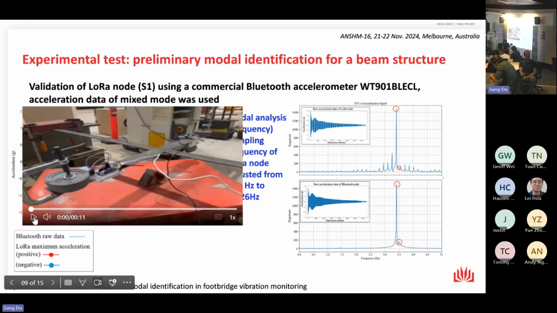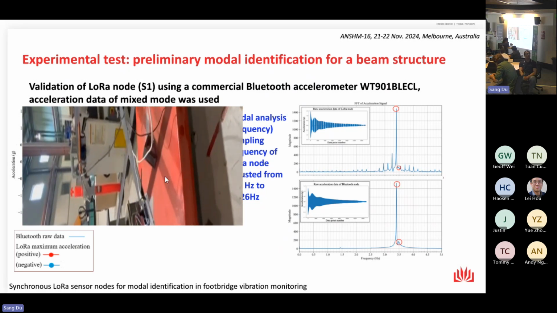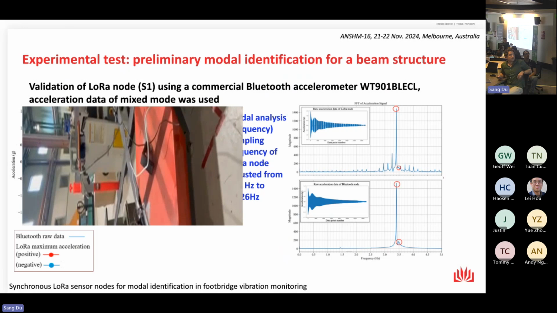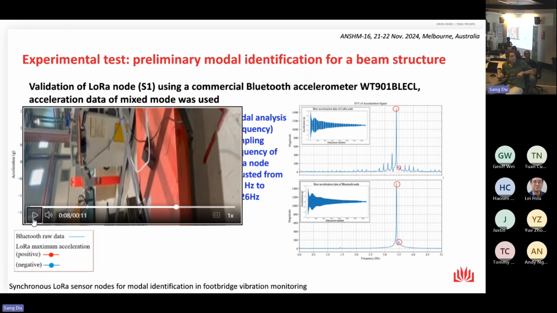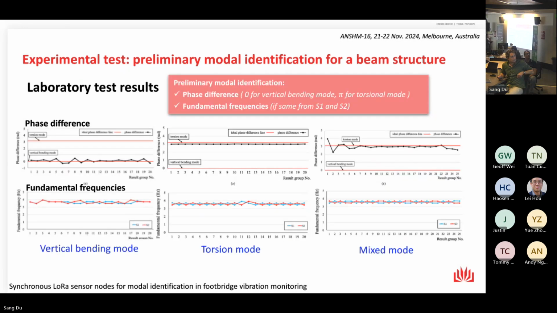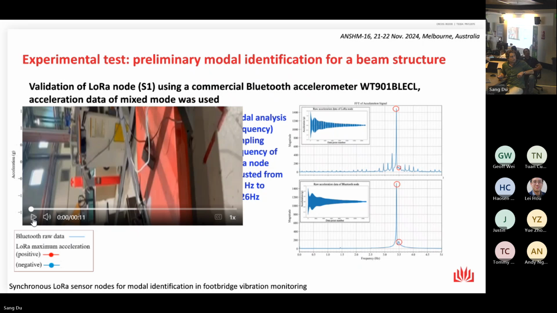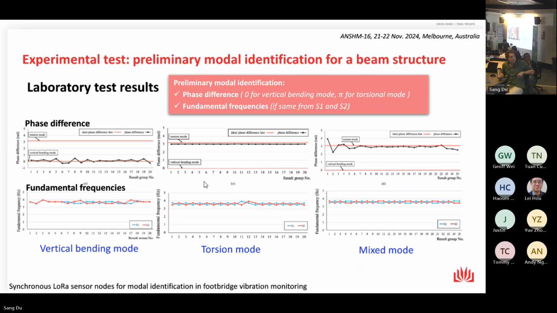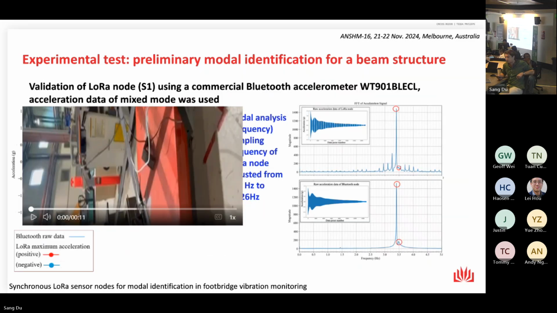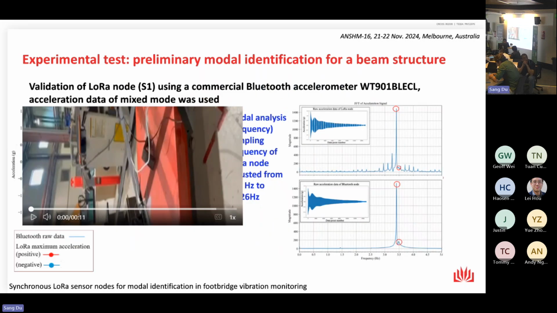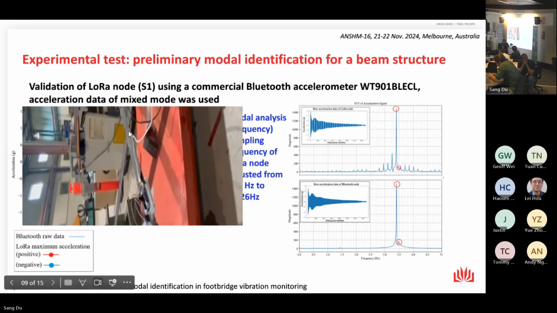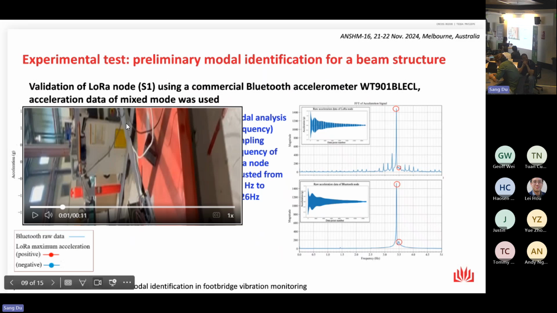So this is how the mixed mode works. This direction. Sorry. Yeah, something went wrong. I need to close this part. And also, it's still here.